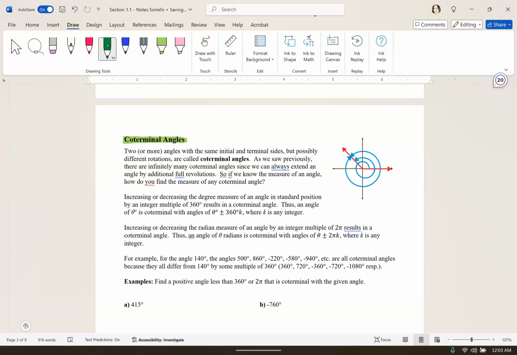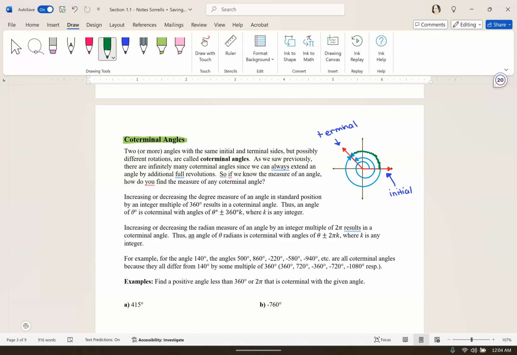So remember, I'm going to just remind you real quick. This is your initial side. This is your terminal, because remember the terminal tells you where your angle's at and where it's located. So notice where it is. We are looking at quadrant 2.